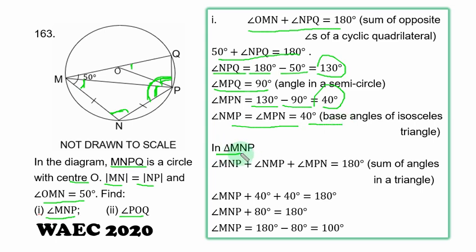In triangle MNP, if you add the three angles, the sum is equal to 180 degrees. You replace the base angles respectively, you have this result. Therefore, angle MNP is equal to 180 degrees minus 80 degrees, and that is 100 degrees.